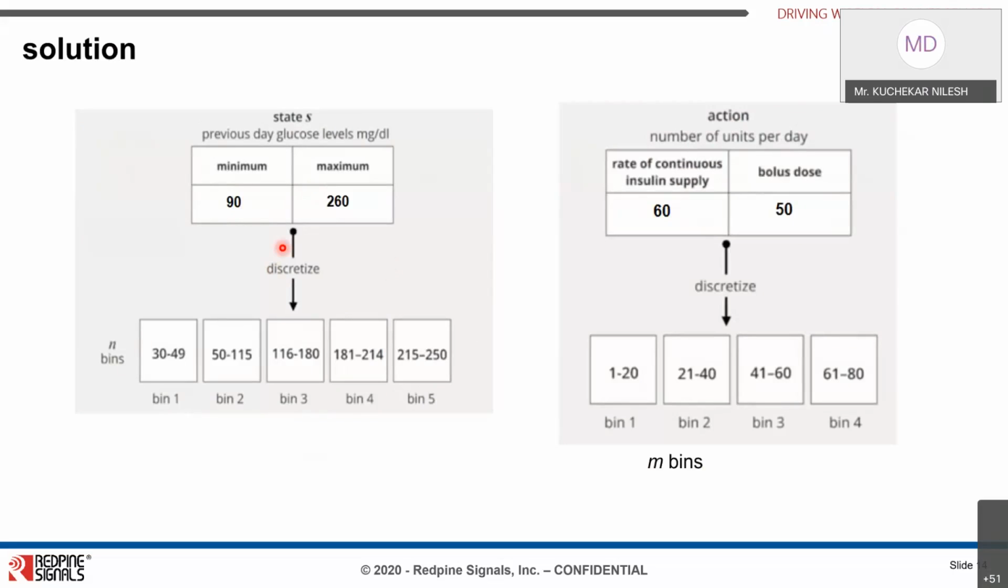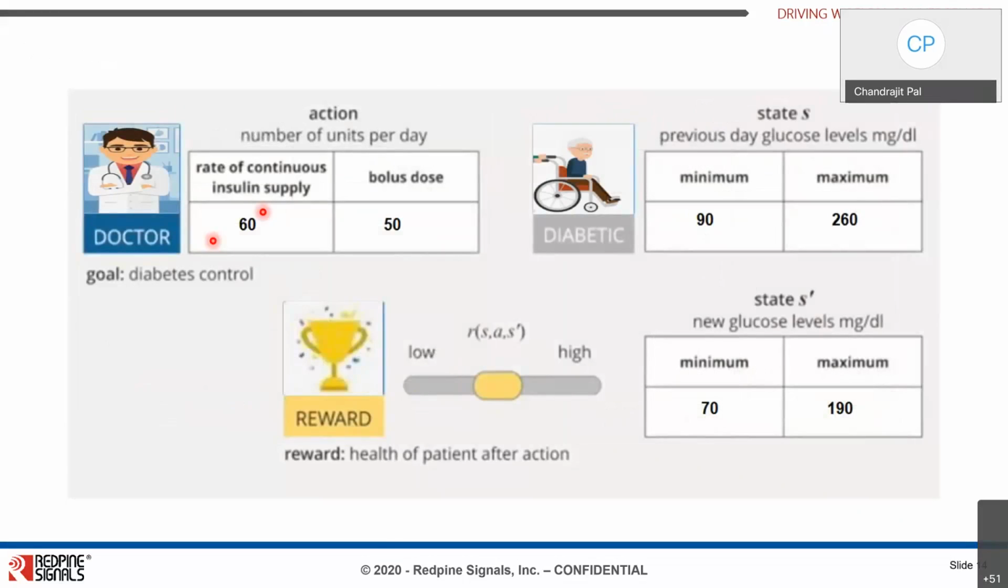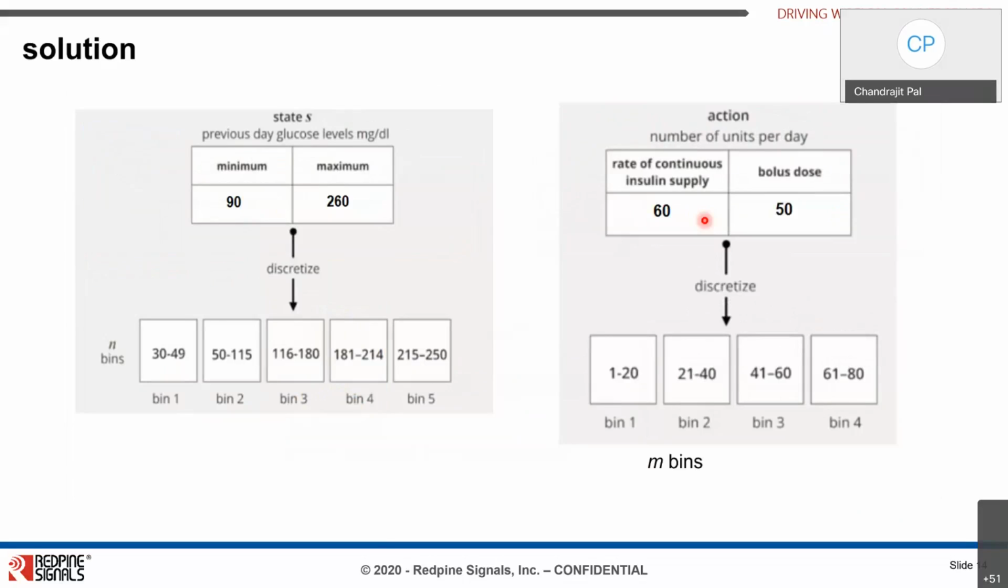Okay, so we try to discretize and set it into a set of bins. Say 30 to 50, 50 to 115, 116 to 118, this way, up to 215 to 250 or 260. Say, break it into bins, and the action. So this is a state of the health, and based on the state of the health, the doctor will take an action. So the action we saw, the continuous supply of the insulin and the bolus dose. Okay, so the insulin and the bolus dose, those are also being discretized in the form of bins.